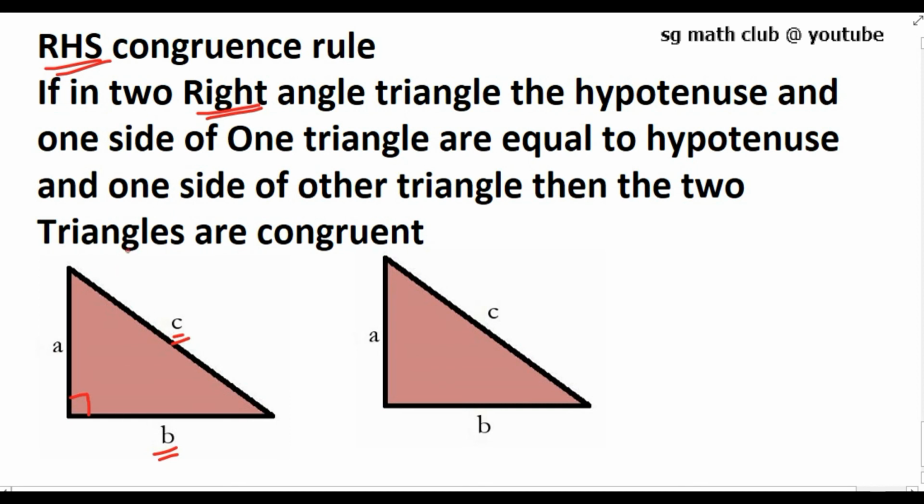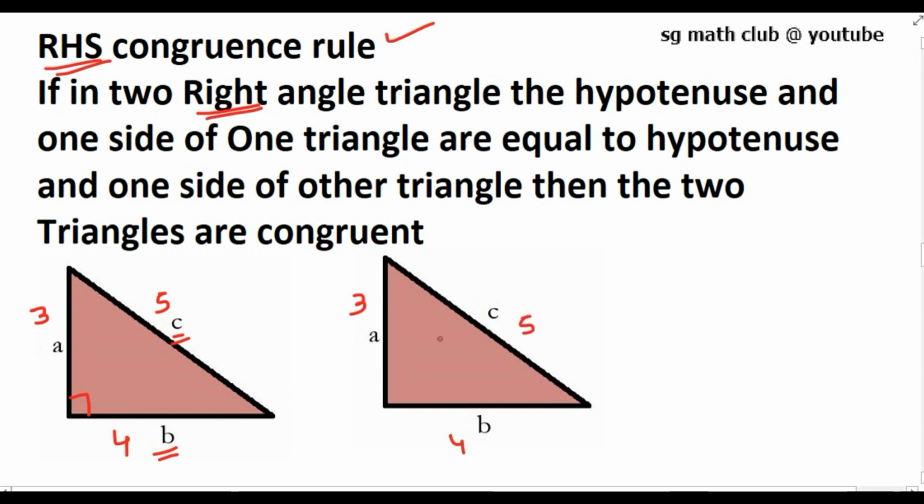So this congruence rule holds good only for right angle triangle. You can use this rule only whether two right angles are congruent or not. Any other triangle we cannot use this rule. So first it should be a right angle triangle. You check the hypotenuse. Suppose this is 3 centimeter, 4 centimeter, and the hypotenuse is 5.